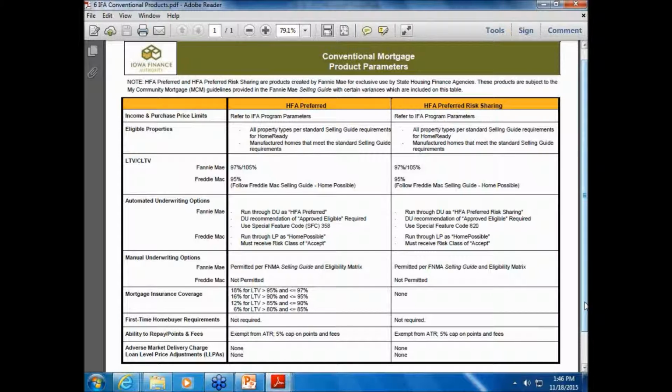So you can refer to this. This is an updated sheet, hot off the presses today, and actually just got it from Fannie Mae today. So we've been waiting for that confirmation on manufactured homes. So that is one new thing. So those of you that were looking for something new, there you have it.